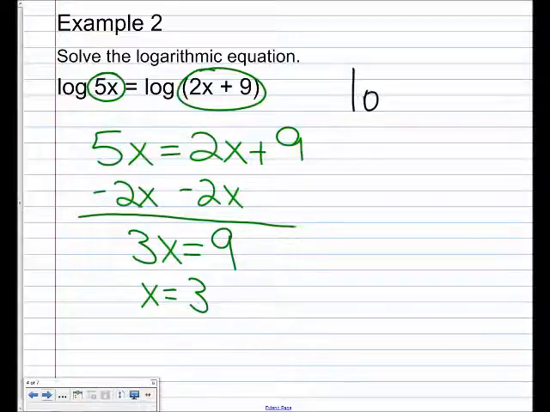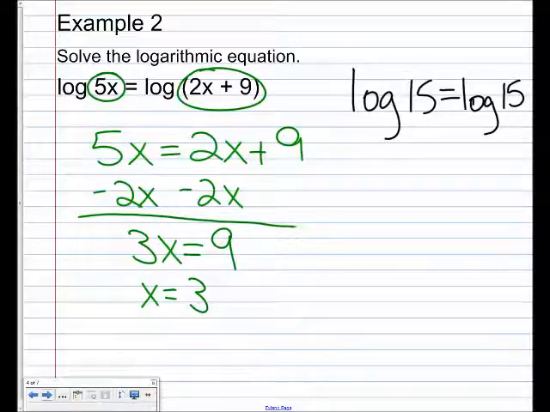So we get log of 15 equals log of 6 plus 9 is 15. Great. So a true statement.